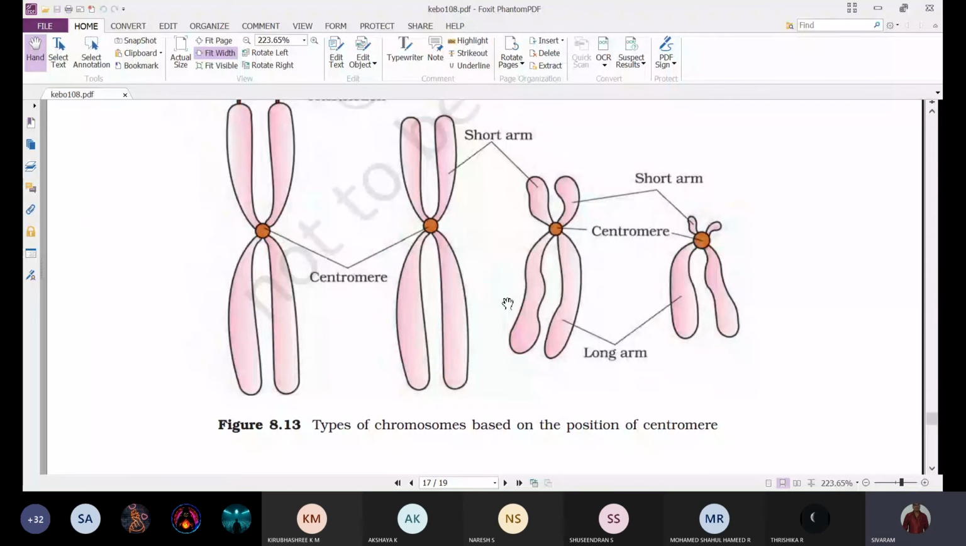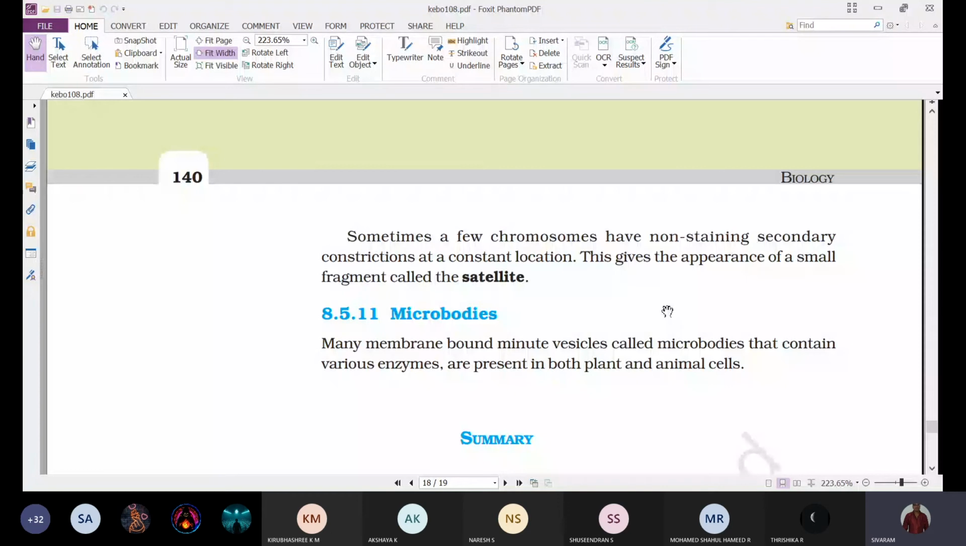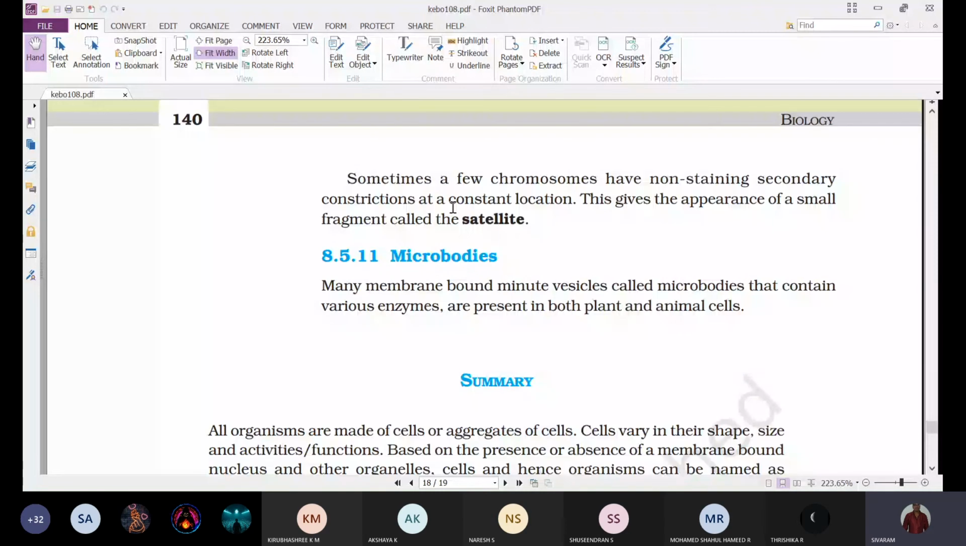Sometimes a few chromosomes have non-staining secondary constrictions at a constant location. This gives the appearance of a small fragment called the satellite. That means some chromosomes have the secondary constriction. The primary constriction is the centromere, which is definitely present in all the chromosomes, no exceptions. But some chromosomes may or may not possess the secondary constriction. If the secondary constriction is present, that chromatid segment we call a satellite. If the satellite is present, then we can observe the secondary constriction.